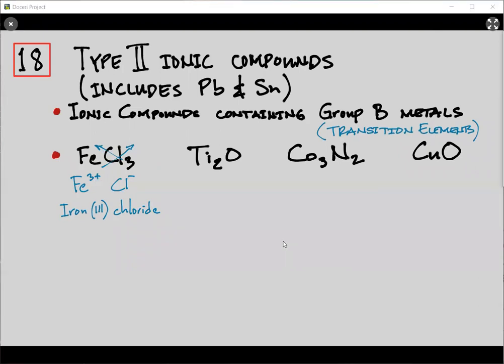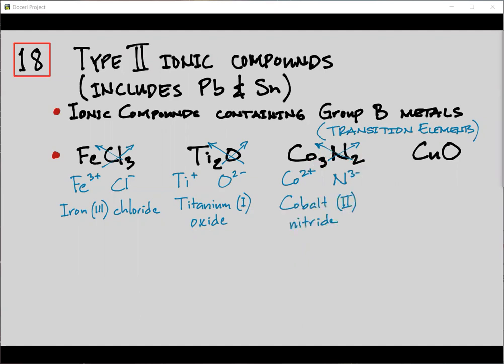All right, and for the second one here, we have Ti2O. Again, you're going to reverse the crisscross here, and you can see that titanium would have a +1, and then the oxide -2. And so you would name this titanium(I) oxide. And for the third one here, we're going to reverse the crisscross as well. So 2 goes on the cobalt, 3 goes on the nitrogen. And so we have cobalt(II) nitride.